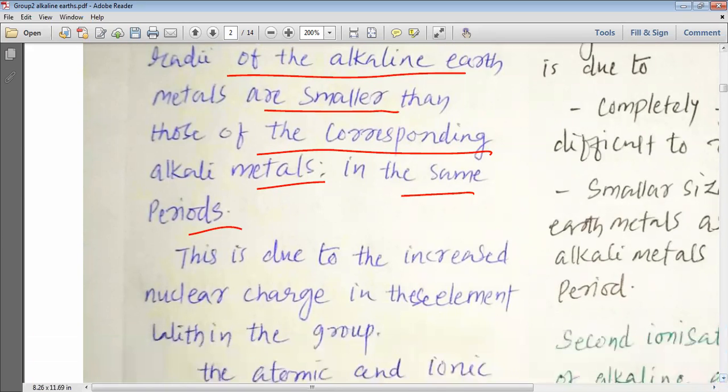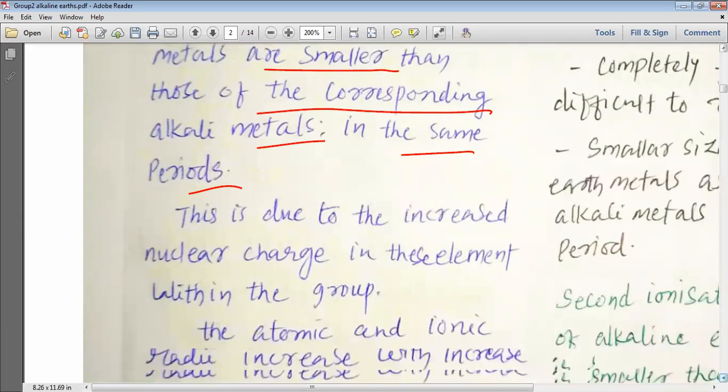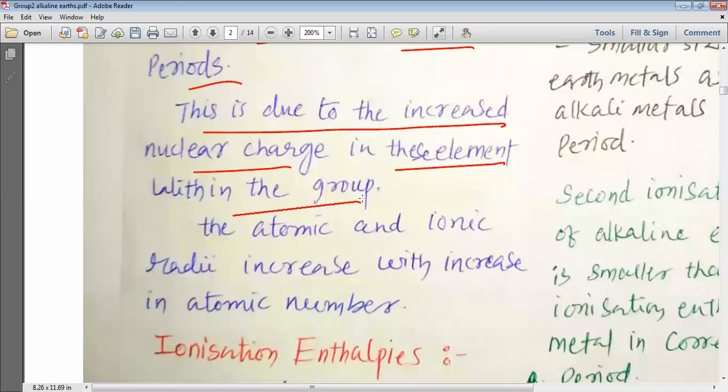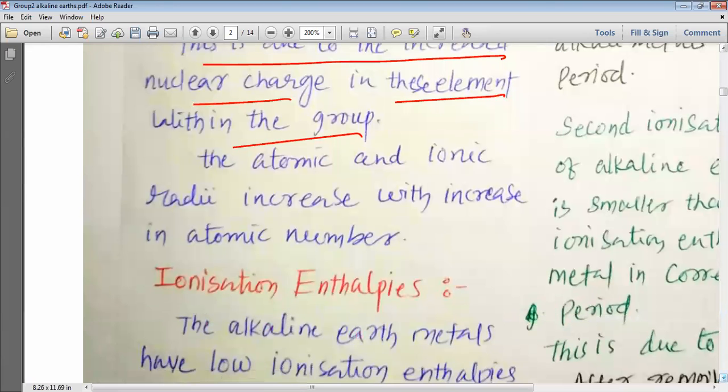So there we know that going left to right in the periodic table, the atomic radii decreases, and that is why the atomic radii of a group 2 element is smaller than the atomic radii of the group 1 element. This is due to the increased nuclear charge in these elements within the group. So that is what happens because of the increase in nuclear charge.